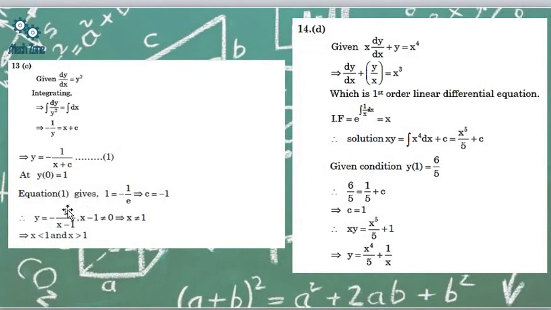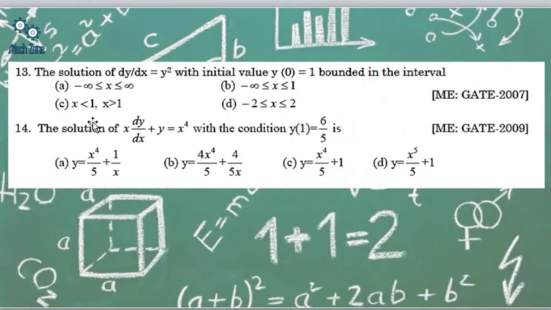Now y is equals to minus 1 upon x minus 1. Now since the denominator cannot be 0, x should not be equals to 1. So if x should not be equals to 1, then x should be either less than 1 or greater than 1, because in the first condition 1 is also included, in this condition also 1 is included, and in the D condition also 1 is included.